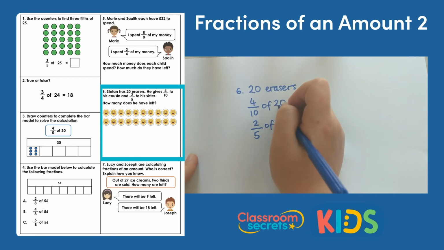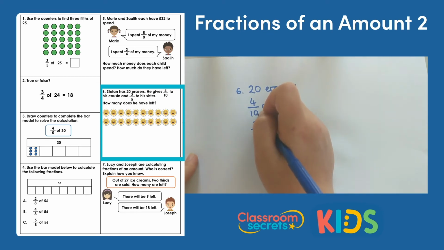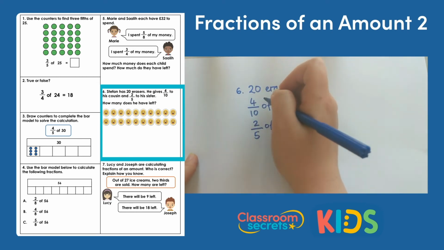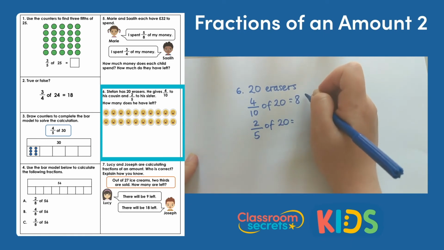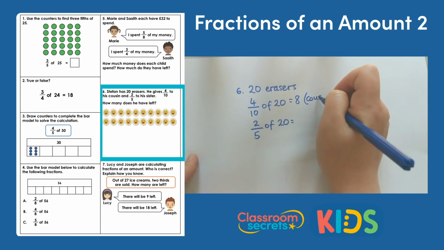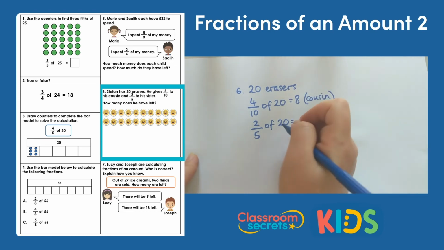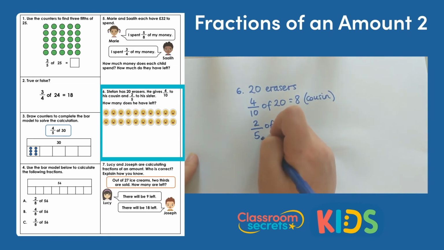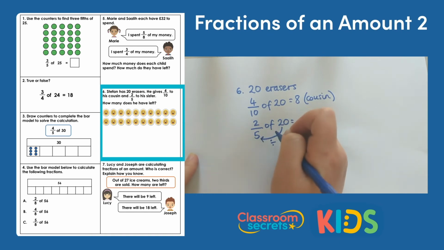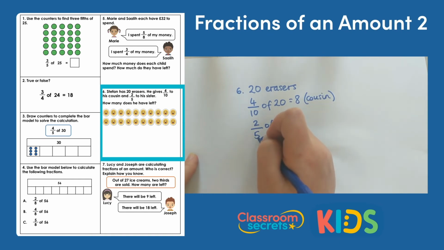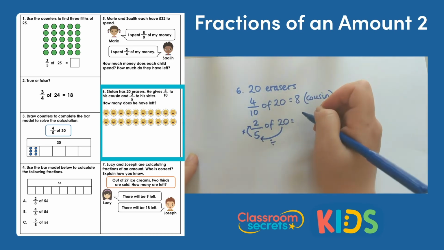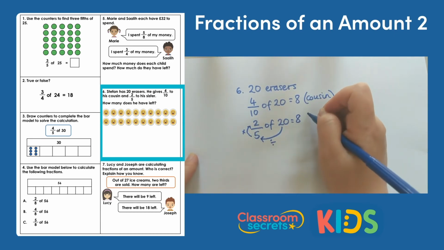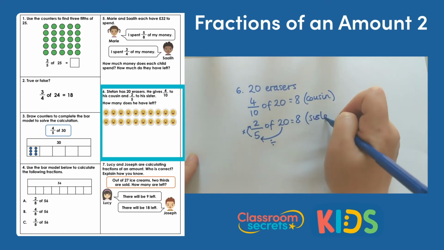So if we divide 20 by 10, that makes 2, then times by 4, that makes 8. So we know that he's given 8 erasers to his cousin. For this one here, we can do the same. Divide by the denominator, so 20 divided by 5 is 4, and then times 4 by the numerator. 4 times 2 is also 8, so he must have given 8 to his sister.